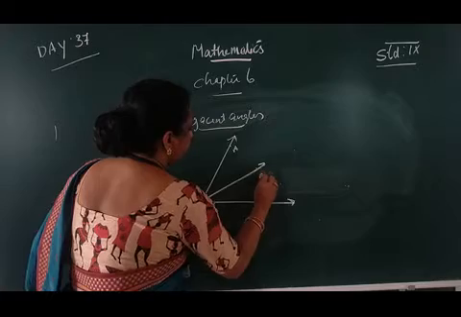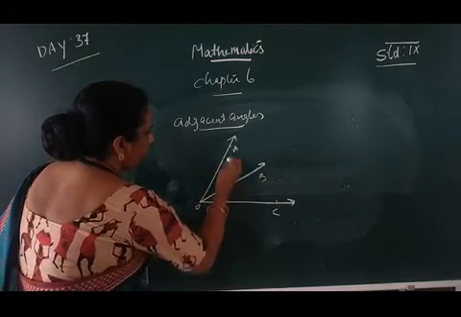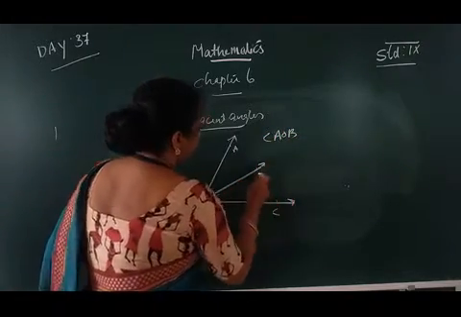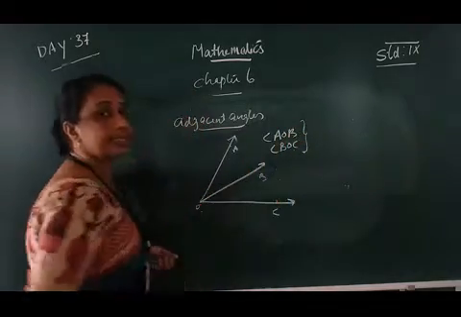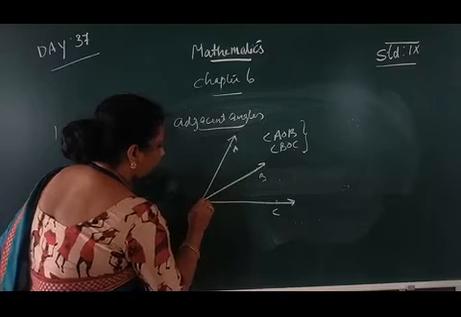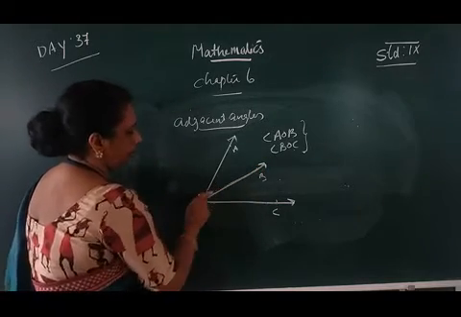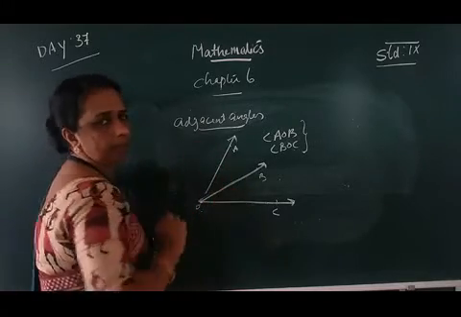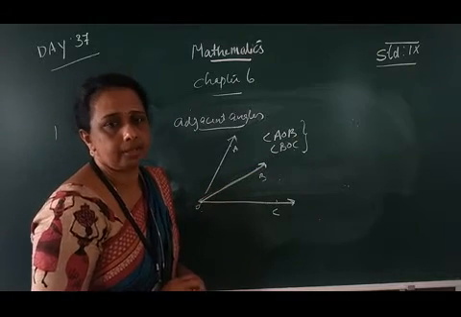Take A, B, C. Then angle AOB and angle BOC are called adjacent angles. Why? Because these two angles have a common vertex O and a common arm OB, and the other two arms are on either side of the common arm. Then we say that these two angles are called adjacent angles.